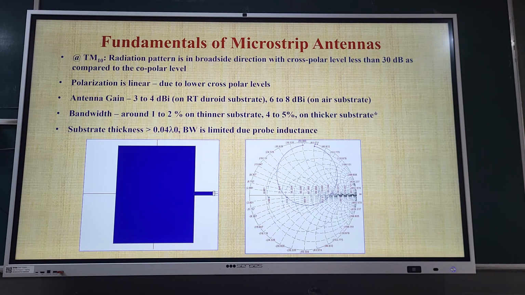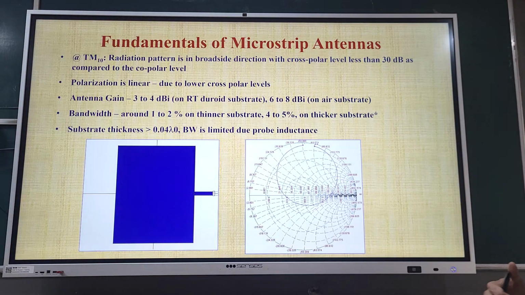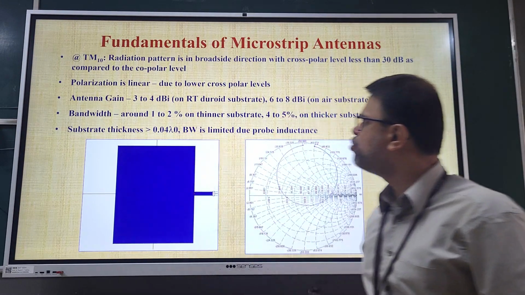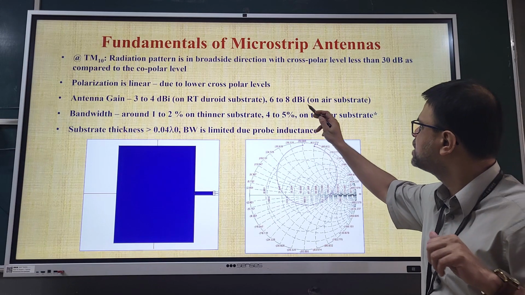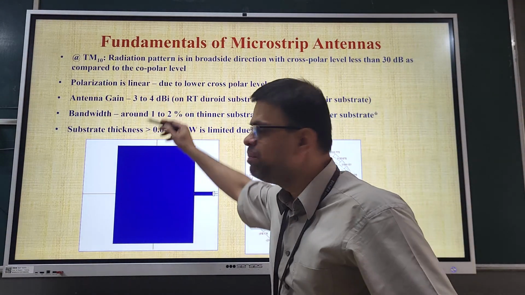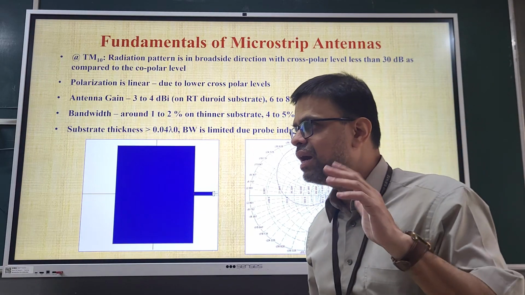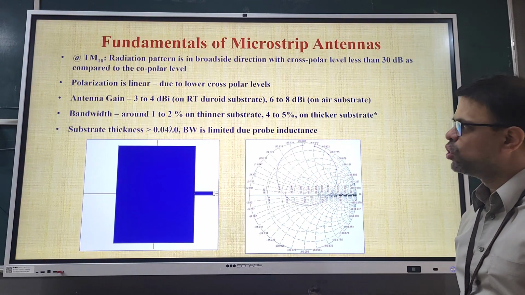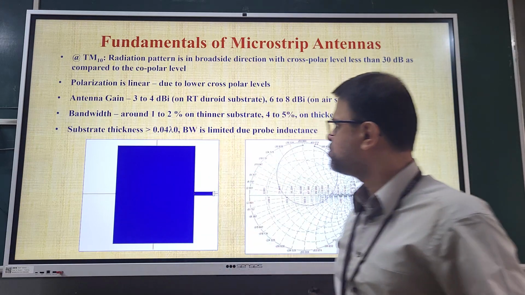Talking about the gain, here purposefully I have given the gain values. Gain in case of microstrip antenna designed on a RT duroid substrate. RT duroid means dielectric constant is 2.33 and the tan delta is 0.002. So you can see a gain of the antenna to be 3 to 4 dBi at fundamental mode, whereas on air substrate one can go up to 8 dBi. Remember, this gain parameter is important. If you design the antenna on FR4 substrate, then the gain will be minus 2 dBi or minus 3 dBi. Why? Tan delta is more there. So gain is improved when you go to RT duroid substrate.